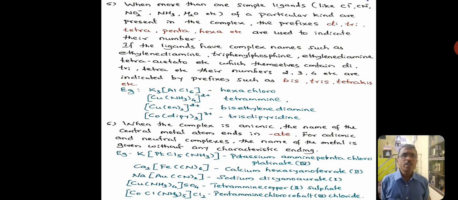In case of Ca₂[Fe(CN)₆], 6 cyanide means 6 minus. So calcium valency plus 2 into 2 is plus 4, minus 6 plus 4 will be minus 2. Therefore, Fe must be plus 2. Hence, it is written ferrate(II). Another example is written as tetraammine copper(II) sulfate. It is written as pentaammine chloro cobalt(III) chloride.